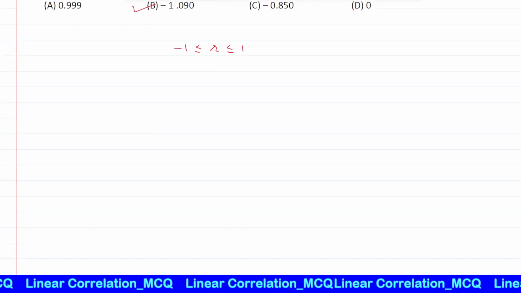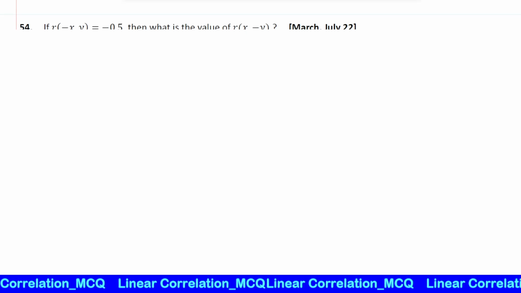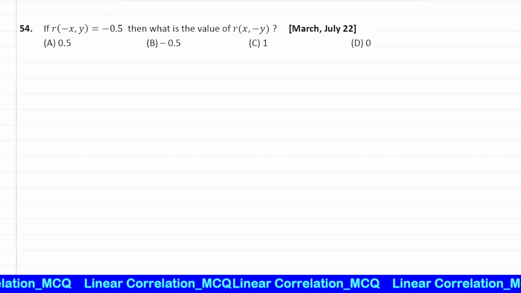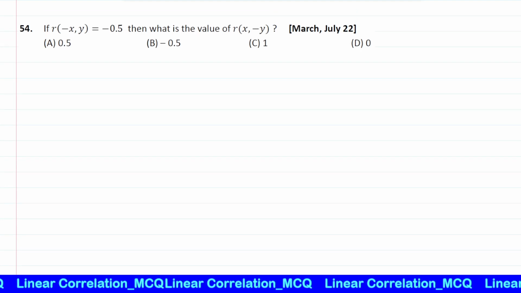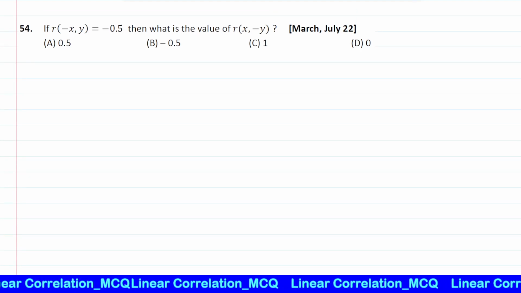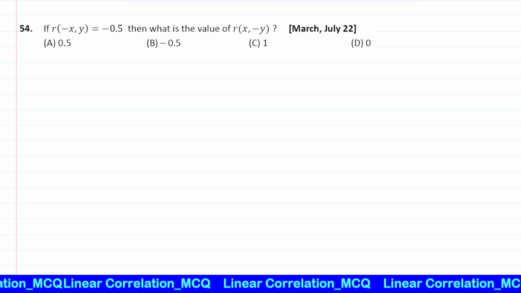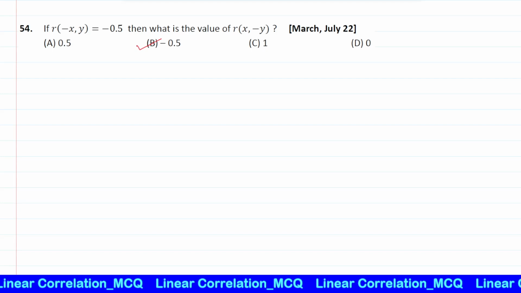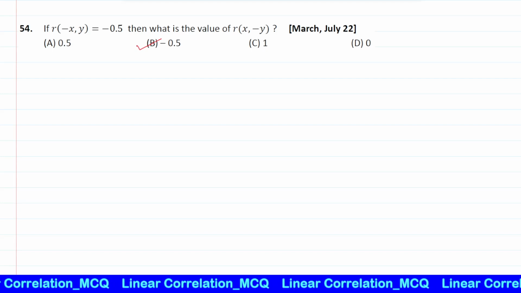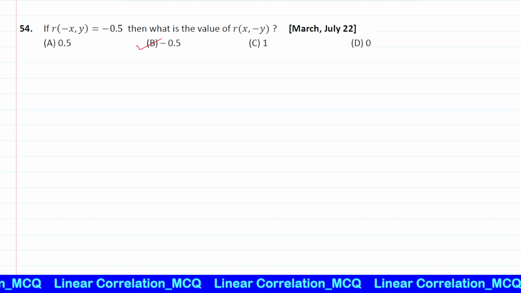It is not possible. And now the last question. There seems to be a printing mistake. Yes, last question. This is a repeated question. R of minus x comma y equals -0.5. Then what is R of x comma minus y? Earlier we saw that R of x comma minus y equals -0.5. So option B is the correct option.